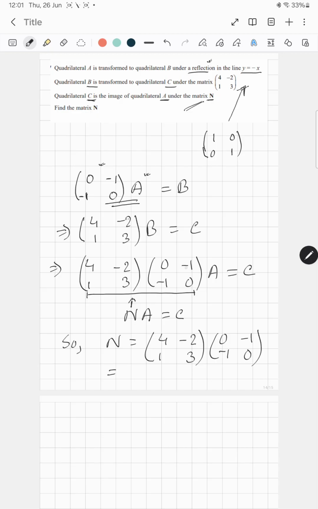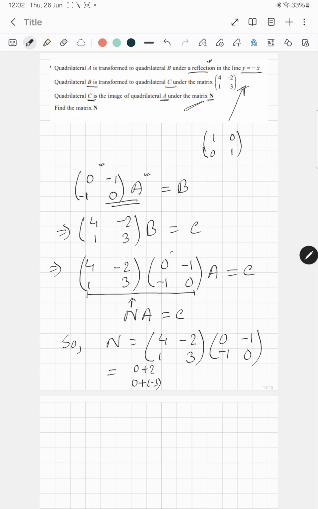And please remember, write it exactly like this. Don't write this one first and that one second, because then for matrix multiplication the whole value will be changed. So what happens? 4 times 0 is 0, minus 2 times minus 1 is 2, and 1 times 0 is 0, plus 3 times minus 1 is minus 3.